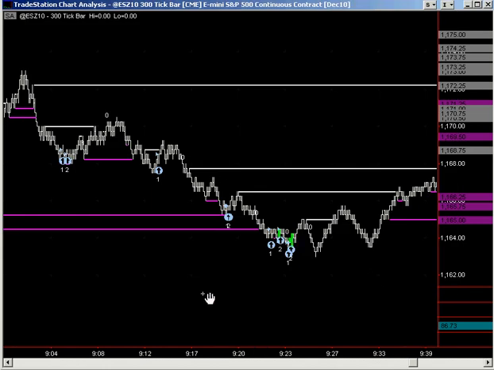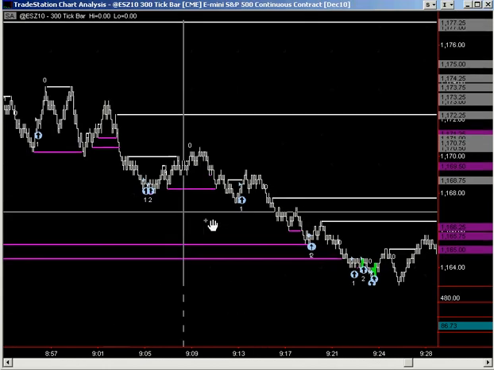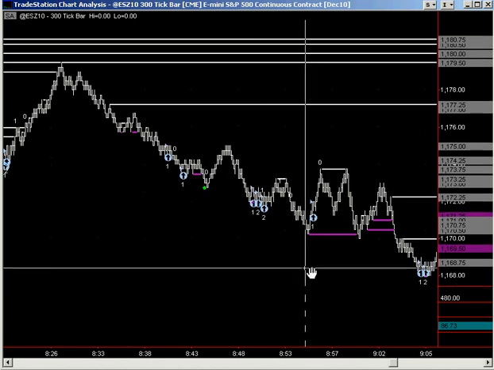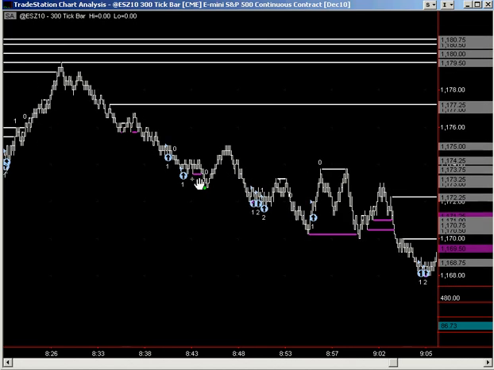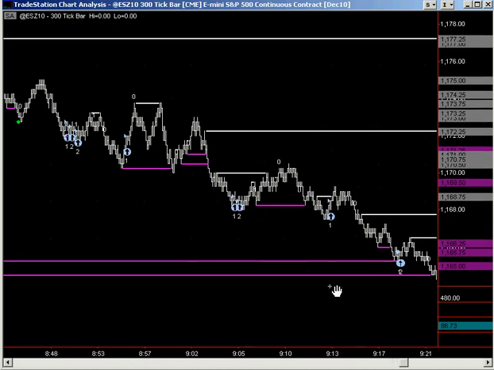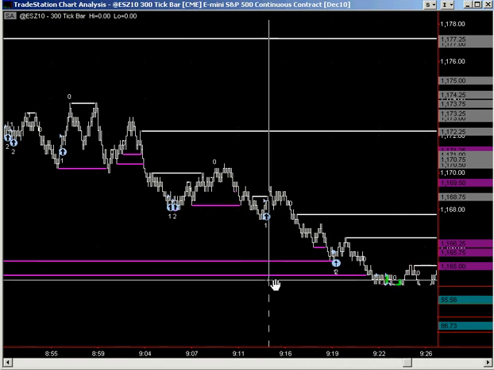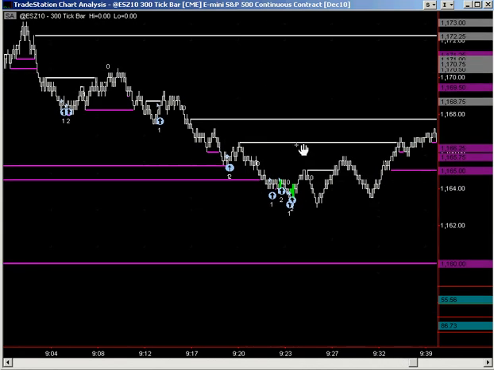During the move down this morning, from this point all the way down, we don't have any green bars until right down here at the bottom. That's when the combination of those conditions was in agreement.